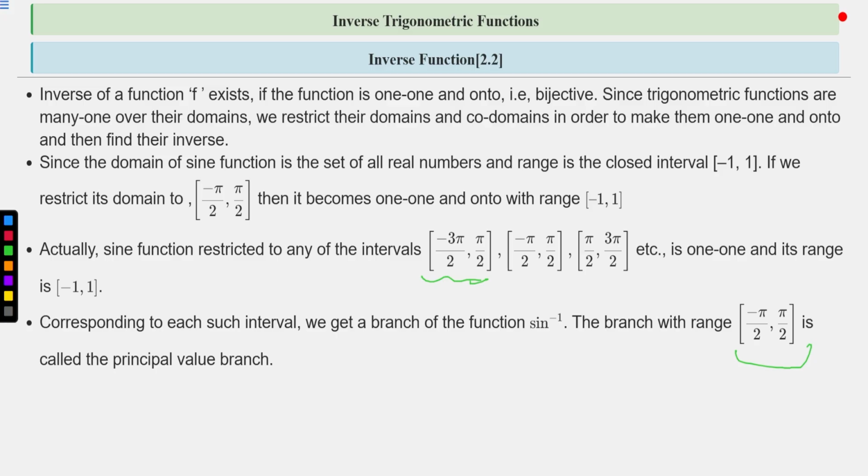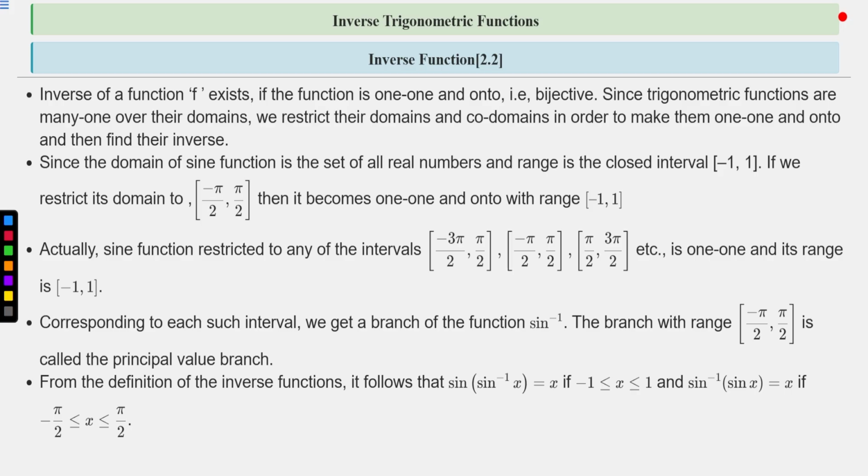So from the definition of the inverse function, it follows that sin(sin⁻¹x) will be equal to x when x is between -1 and 1. And also sin⁻¹(sin x) will be equal to x if x is between -π/2 and π/2. So the domain of x in the first case will be -1 to 1, and sin⁻¹(sin x) is equal to x if x is between -π/2 and π/2.